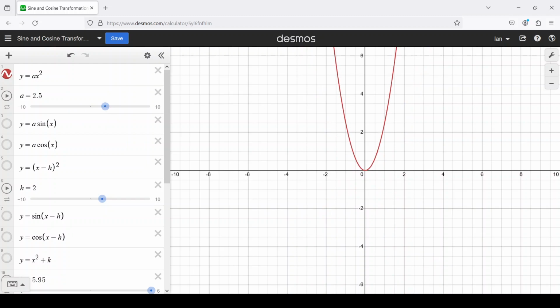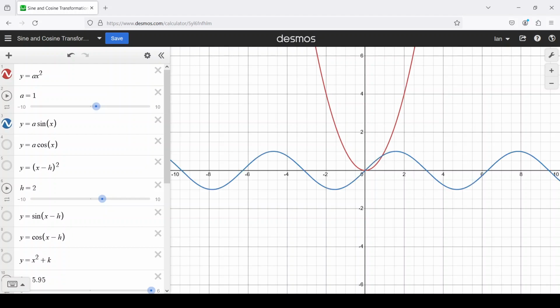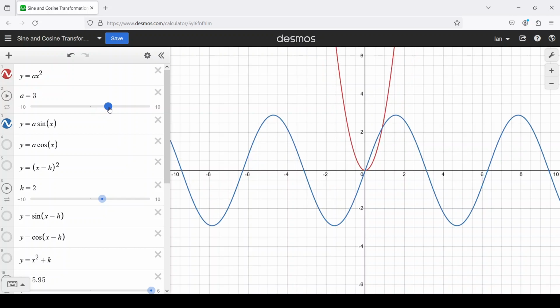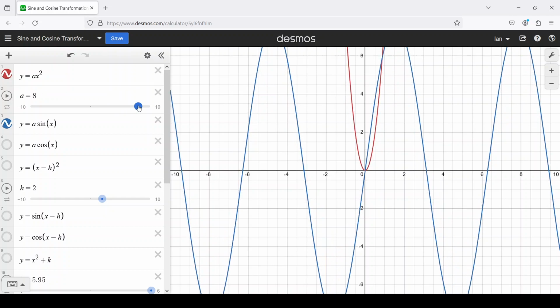What's the effect of A on the sine curve? Well, it's exactly the same. So I'll come back here to 1, if I can. It's a little bit tricky. There we are. And I'll bring up the sine curve. Okay, so pause the video for a quick second. What do you think is going to happen when I bring the slider above 1? Okay, so when A is greater than 1, well, we get a vertical stretch. There it is.